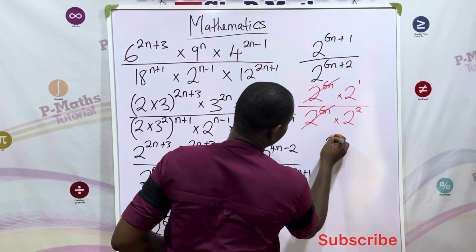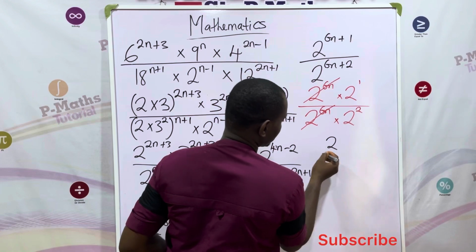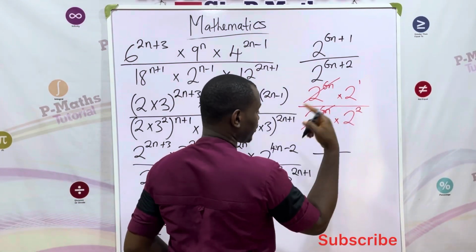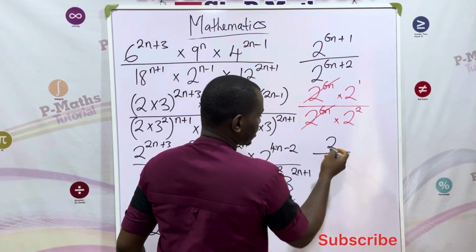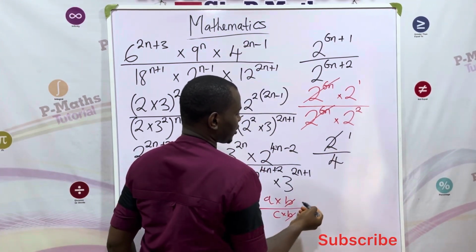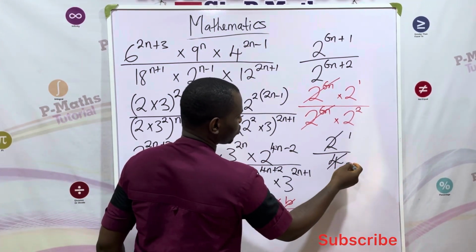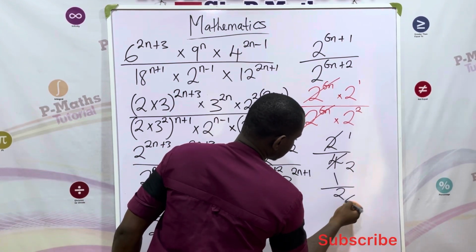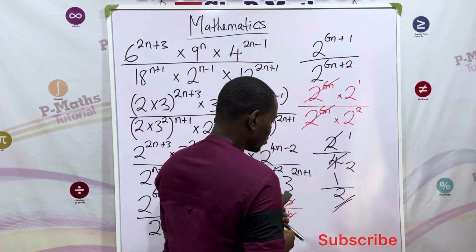Bringing down this, we have 2 to the power of 1, which is same as 2, over 2 to the power of 4. 2 to the power of 2 will give us 4. Now, 2 divides itself 1, and 2 divides 4, 2. So the solution to the exponential function is 1 over 2.